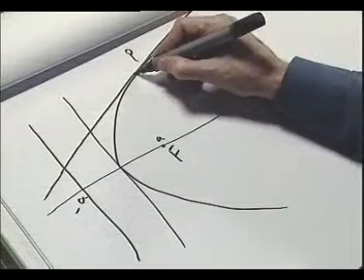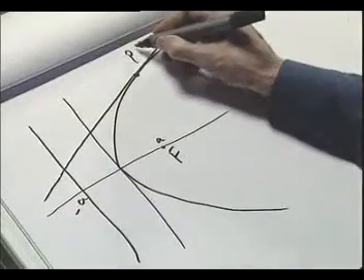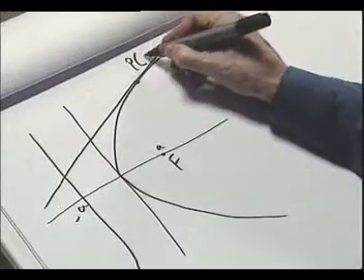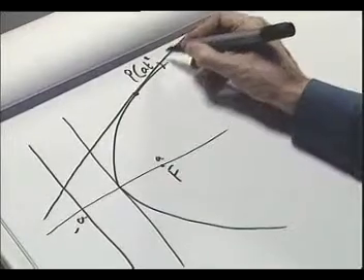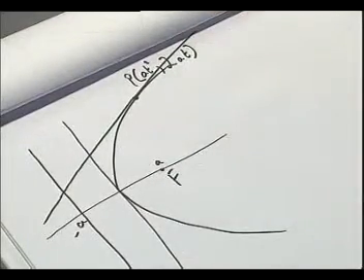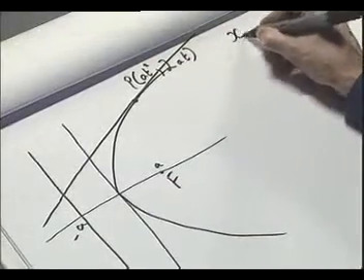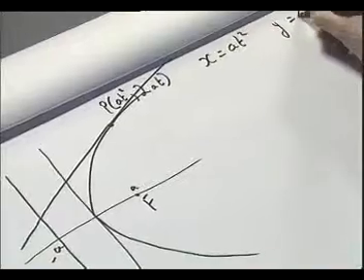Well, I've got P is any point on the curve. So instead of calling it (x, y), I'm going to use the parametric equation. x is at squared, y is 2at.